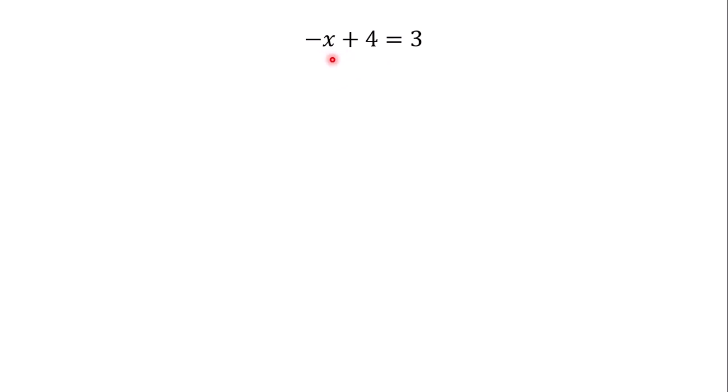Alright. So just bring 4 to this side, and it becomes minus x equal to 3 minus 4. So minus x is equal to minus 1. Minus x equal to minus 1. So we divide both sides by minus 1 and that is going to give us x is equal to 1. x is equal to 1.